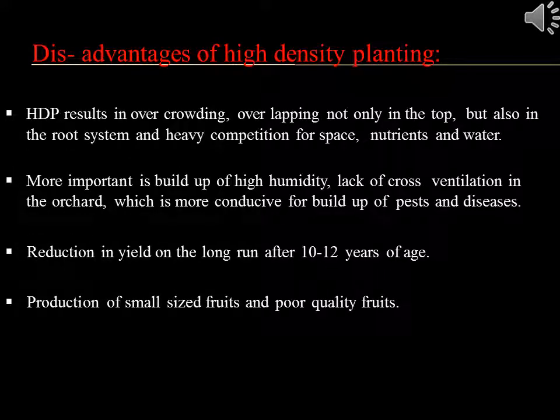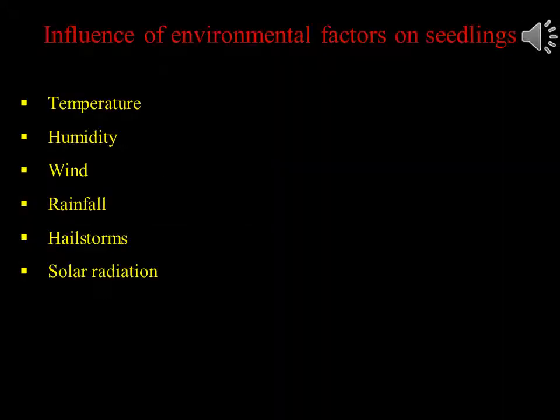Disadvantages of high-density planting: it results in overcrowding and overlapping, not only in the top but also in the root system, and heavy competition for space, nutrients, and water. More important is the build-up of high humidity and lack of cross-ventilation in the orchard, which is more conducive for build-up of pests and disease. There is a reduction in yield in the long run after 10 to 12 years of age, and production of small-sized and poor quality fruit.